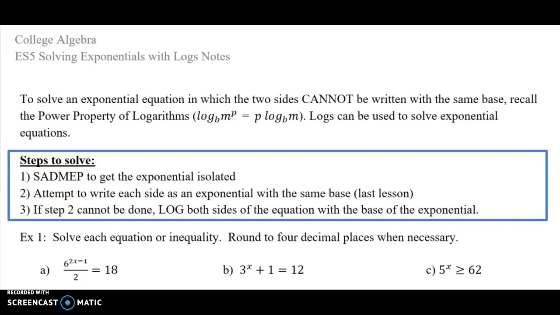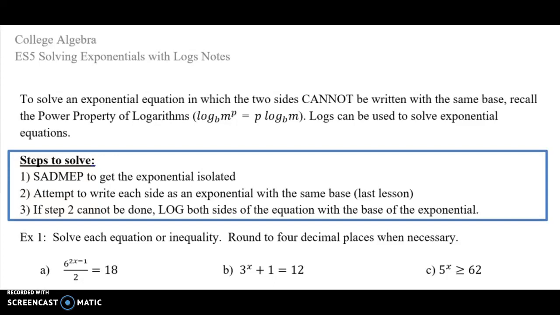Log base, usually that's a b. Log base b of b to the x. What is log base b of b? x. It just cancels. So anytime you have a log of the same base and an exponential of the same base, those cancel, and you're just left with the value that was the exponent of the exponential, x. Okay?